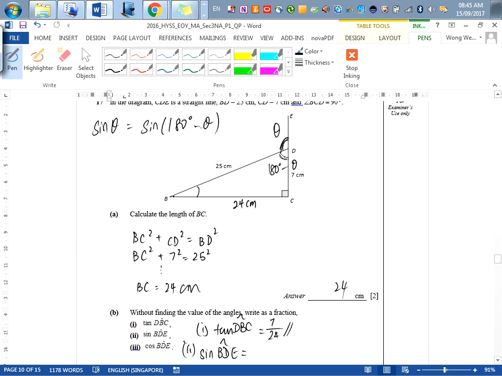So instead of finding sine of BDE, which is what the question wanted, I can find the value of sine BDC because they are the same. So this is equal to sine of 180 degrees minus BDE, which is sine BDC. They are the same thing. Now, sine of this angle, isn't that very easy already? What is sine of this angle? Opposite over hypotenuse, 24 over 25.